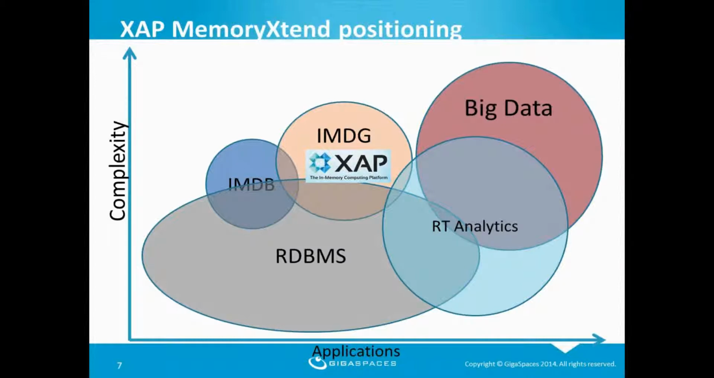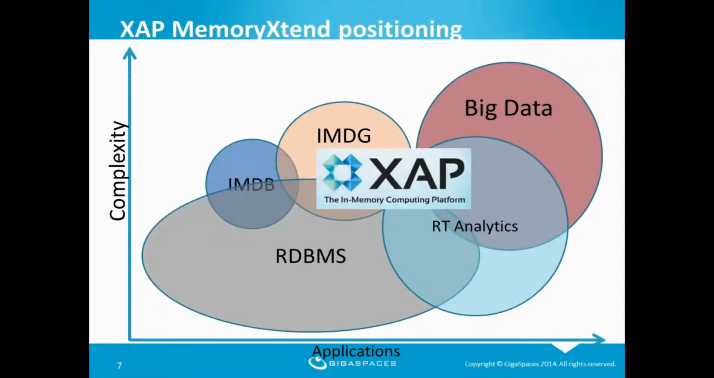When looking at XAP MemoryXtend positioning, it shifts XAP technology from a classic in-memory data grid into a very important piece of technology used not only with in-memory data grids, but also within big data and real-time analytics scenarios. It can be leveraged both as enterprise caching fabric, but also in NoSQL big data, stream processing, and real-time analytics infrastructures, with or without a database backend.